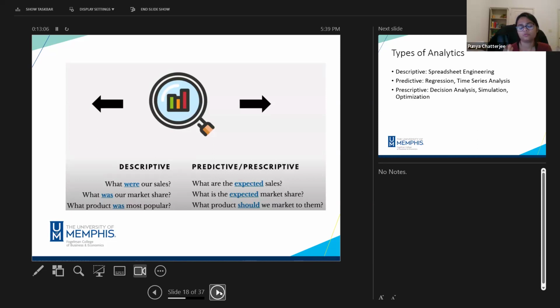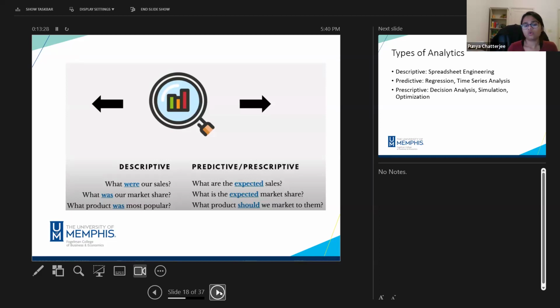Again, if your manager asks you what the expected market share is, you don't know exactly what the market share is going to be for your next month. But based on the past data that you have, you can make a prediction. And that's why it's predictive analytics techniques that you're going to use to answer this question.